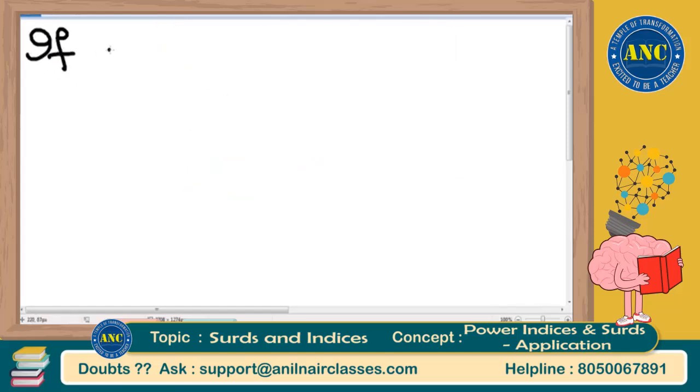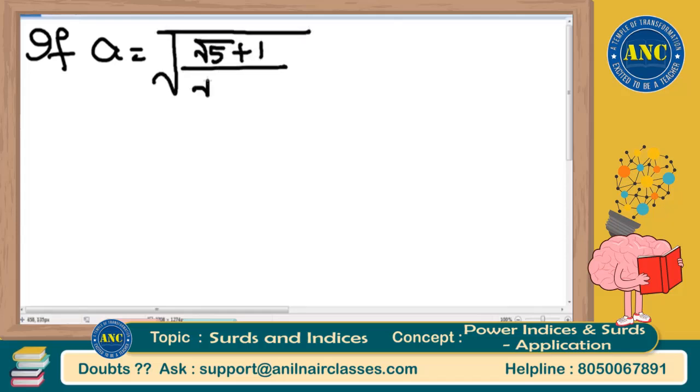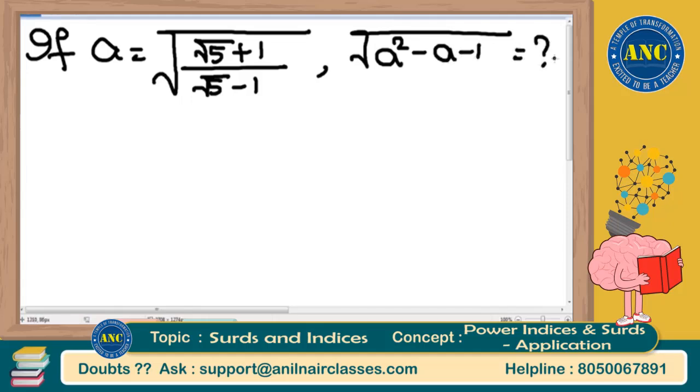If a is equal to square root of (root 5 plus 1) divided by (root 5 minus 1), find the value of square root of a square minus a minus 1. I need to find this value. See here, same analogy I will implement.